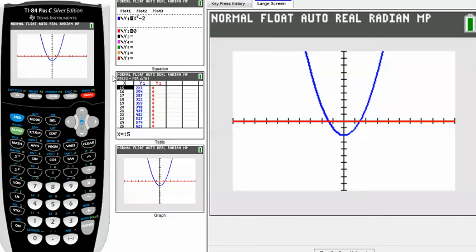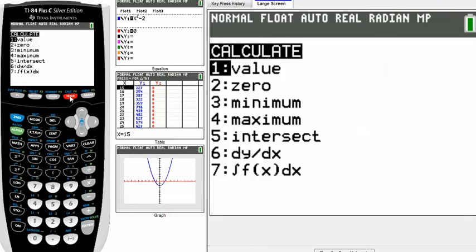What I can do now is go to right above table. Right above table is a button with a second function called calculate. If I click on that, it gives me a couple of options, and one of the things it gives me is intersect. So I'm going to scroll down to intersect.